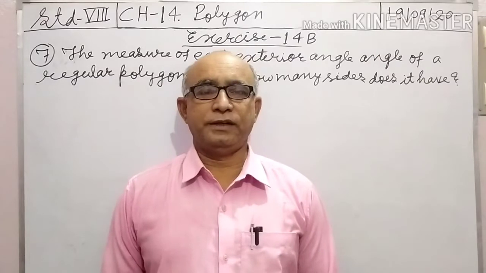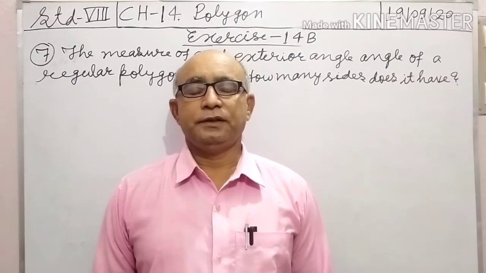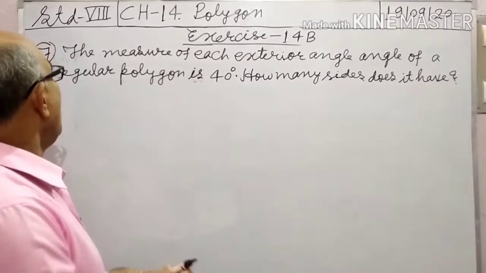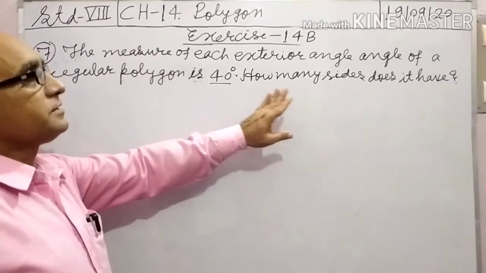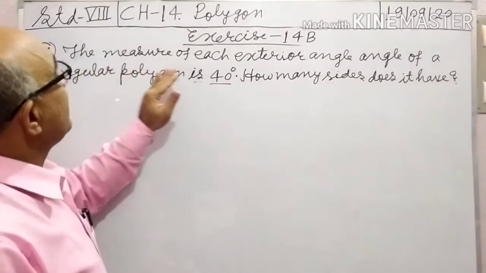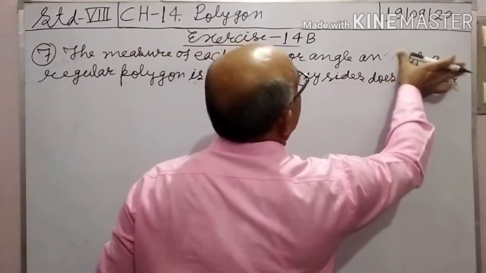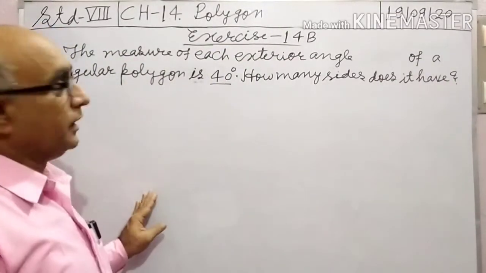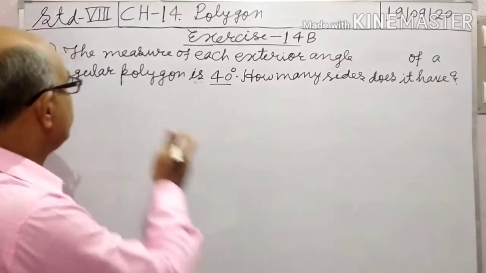Understand and write. Students, next question is question number 7. Today it is the last question also. In this question, the measure of each exterior angle of a regular polygon is 40 degree. How many sides does it have?